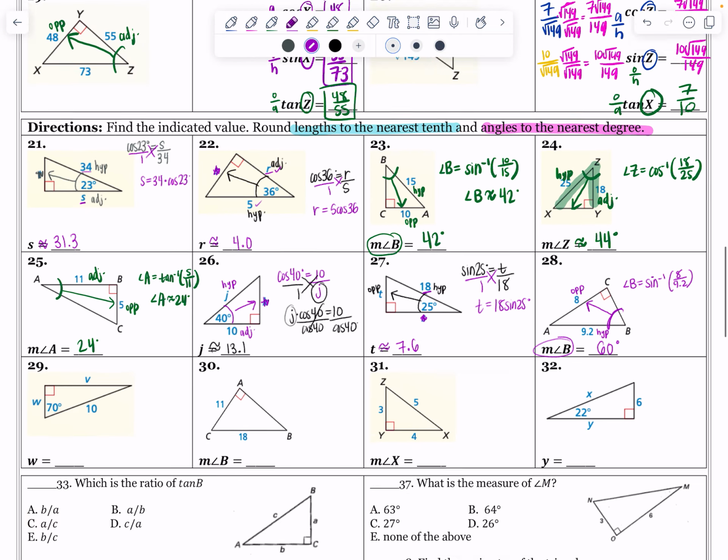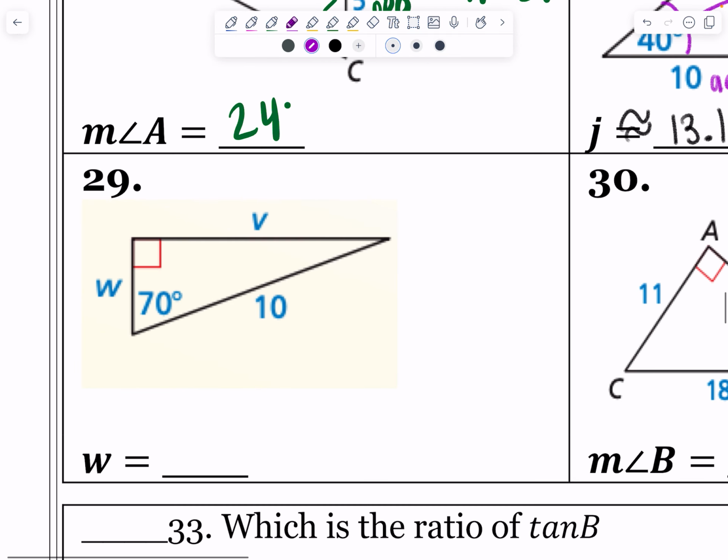All right, let's do the last few because we are rolling, friends. I want to find W, which is a side length, so I know it's going to be normal trig. I'm going to scribble out V. So from W, there's my opposite. That makes this the adjacent. That makes the 10 the hypotenuse.